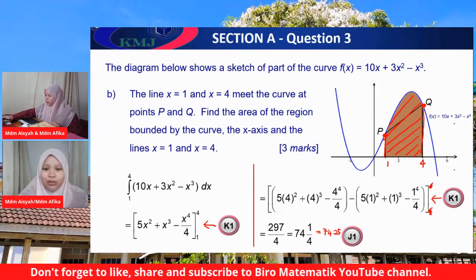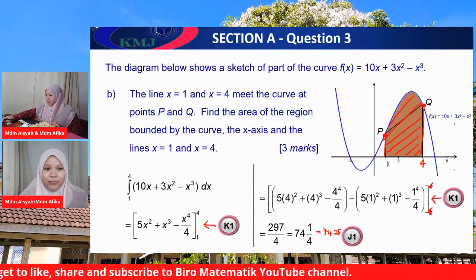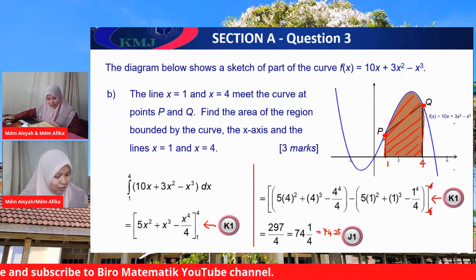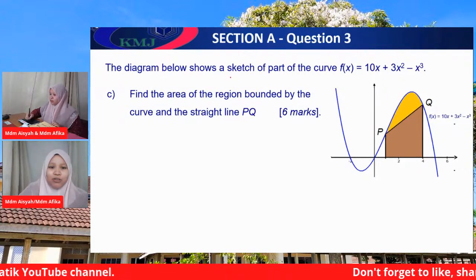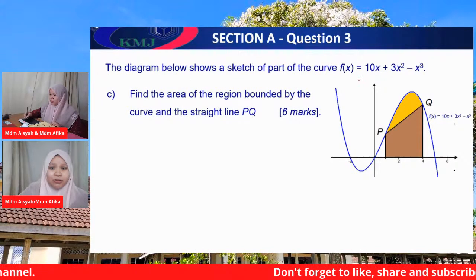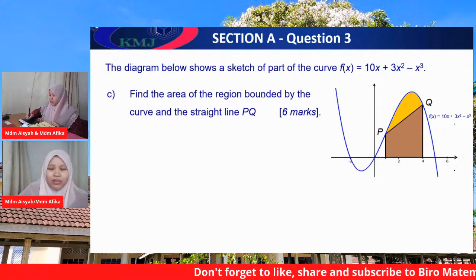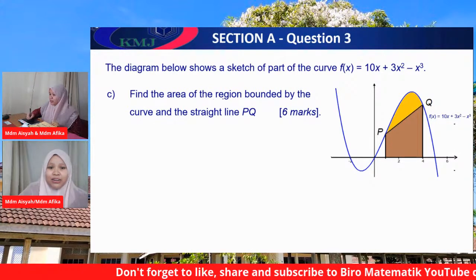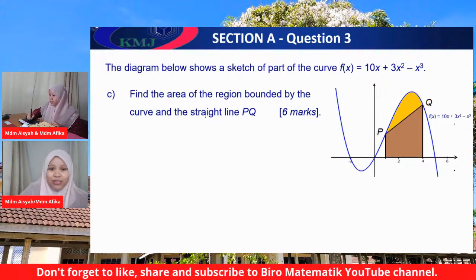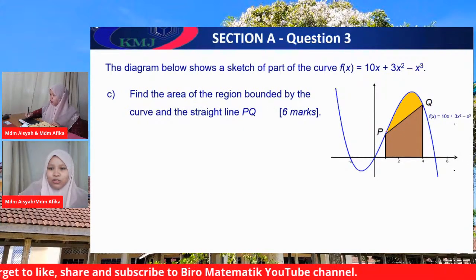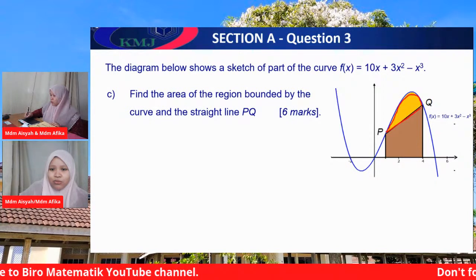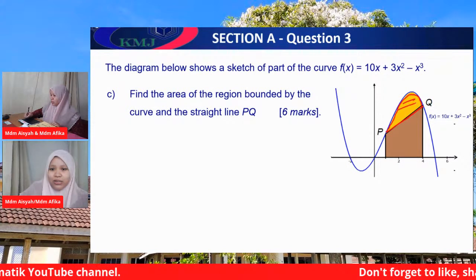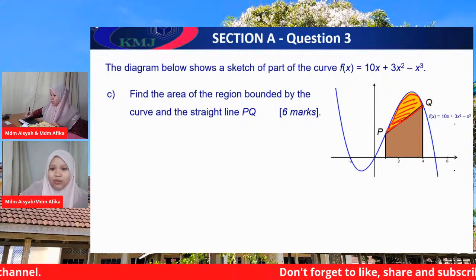Okay, so this is for question B. Question C. The diagram below shows a sketch of f(x). Find the area of the region bounded by the curve and the straight line PQ. So this is your curve and this is the straight line PQ. You need to find the area in the yellow color.